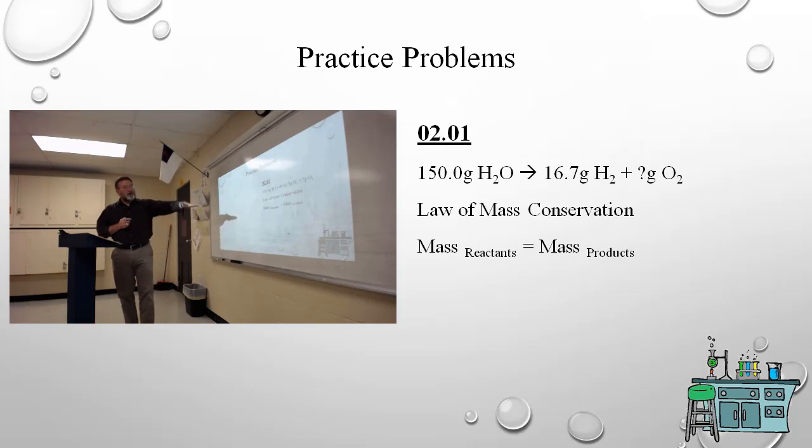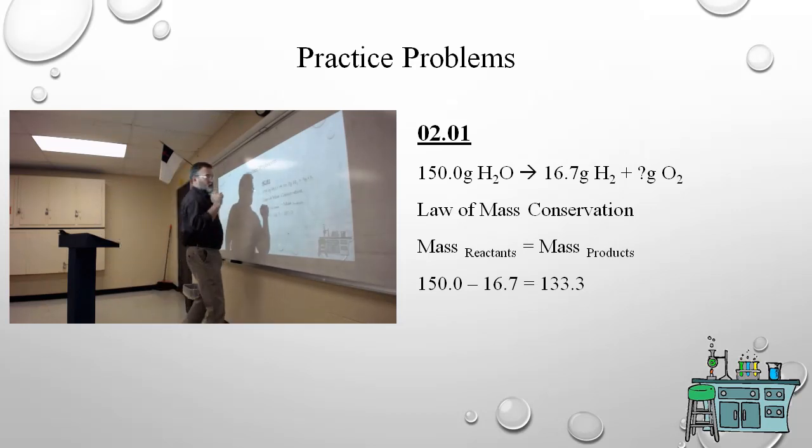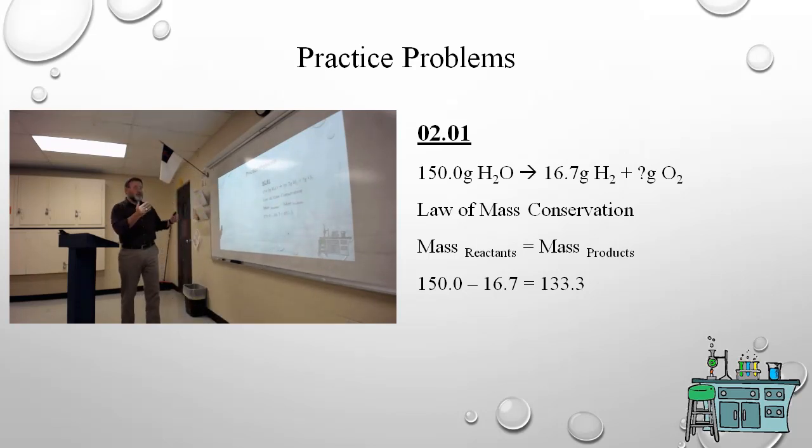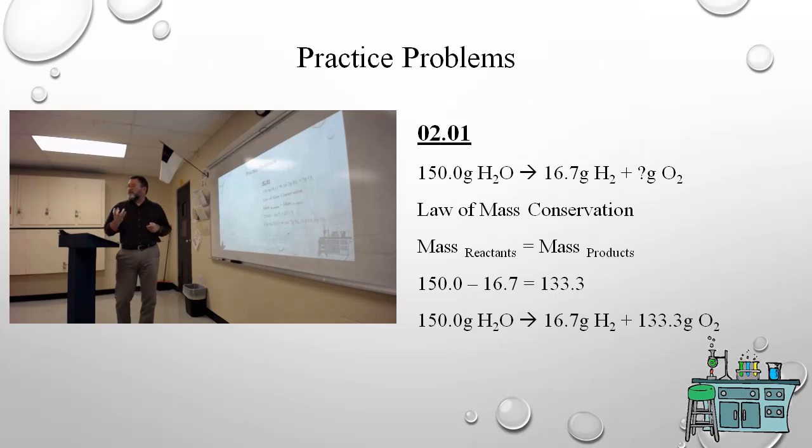So the general law of mass conservation says that the mass of the reactants has to equal the mass of the products. So to figure out what this unknown amount is here, which we come out to figure out is 133.3 grams. How do we know that? Well, 150 grams has to equal 16.7 grams plus however many grams of oxygen. And by subtracting 16.7 from both sides, we see that the grams of oxygen are 133.3. So the reaction looks like this. 150 grams of water decomposes into 16.7 grams of hydrogen and 133.3 grams of oxygen.